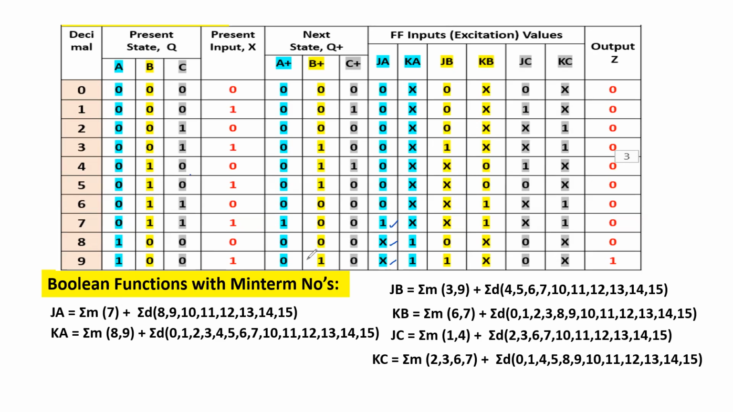Here, for 8 and 9, as already discussed, from 10 to 15, all the minterms should be indicated with don't cares. So along with these 8 and 9, we should write the remaining 10 to 15 for all these combinations. Next, for KA, you can see here these 2 are ones and all the remaining are don't cares. So 8 and 9 are ones: sigma m of 8 and 9 minterm numbers. The remaining all are don't cares, 0 to 7 and 10 to 15. This way we should write the Boolean functions in terms of minterm numbers.